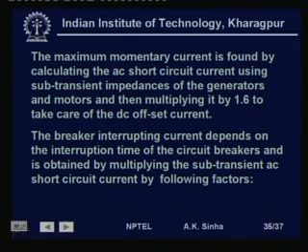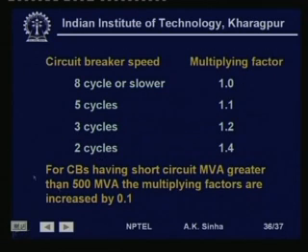Now, the breaker interrupting current depends on the interruption time, which can vary from 2 cycles to 8 cycles, because it takes care of the relay operating time as well as circuit breaker interruption time. So, we take care of this by using a multiplying factor, which we use like this: 8 cycles or slower 1, 5 cycles 1.1, 3 cycles 1.2, 2 cycles 1.4. For circuit breakers having rating more than 500 MVA, we add 0.1 to these factors.